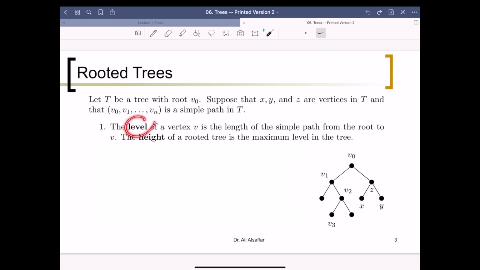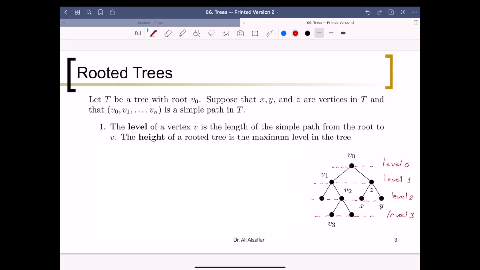Now we need to define a level. So what's a level? You have already seen how to draw a rooted tree. If two vertices are adjacent, then one will be drawn in a level, and the one next to it will be in a lower level. In this sample tree, this is level 0, this is level 1, this is level 2, and this is level 3, and this is the deepest level of the tree.